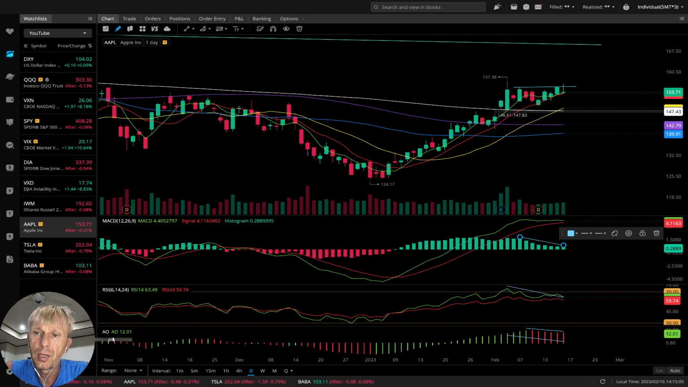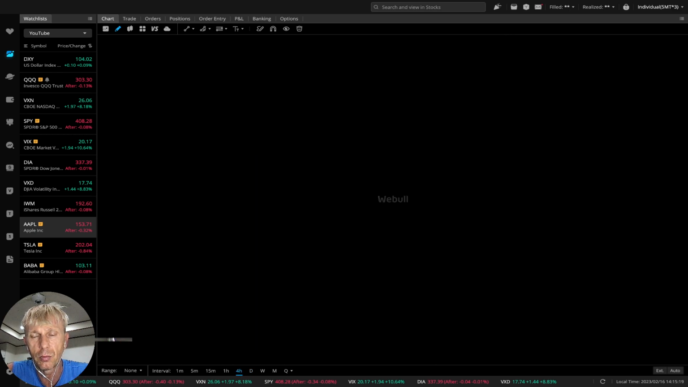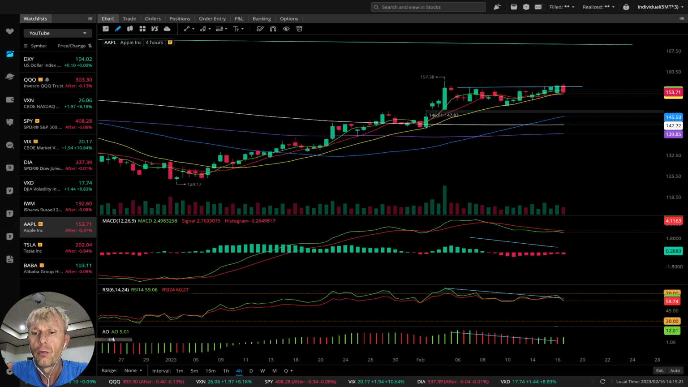The positive thing is that MA20 did bullish crossover. It's a very positive crossover. It's very powerful. But everything else, bearish crossover, and it's ready for bearish correction on daily time frame. Let's move to 4 hours. On 4 hours, it's only Apple, Tesla, a few of them that pushed up the Qs and SPY.